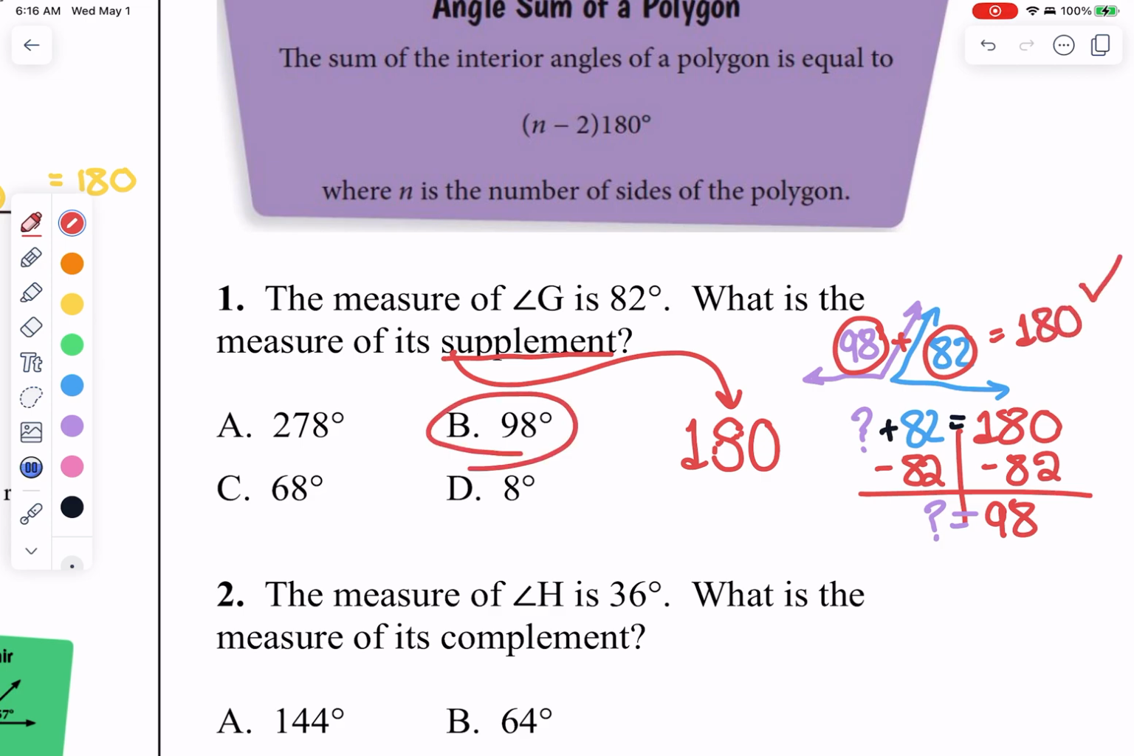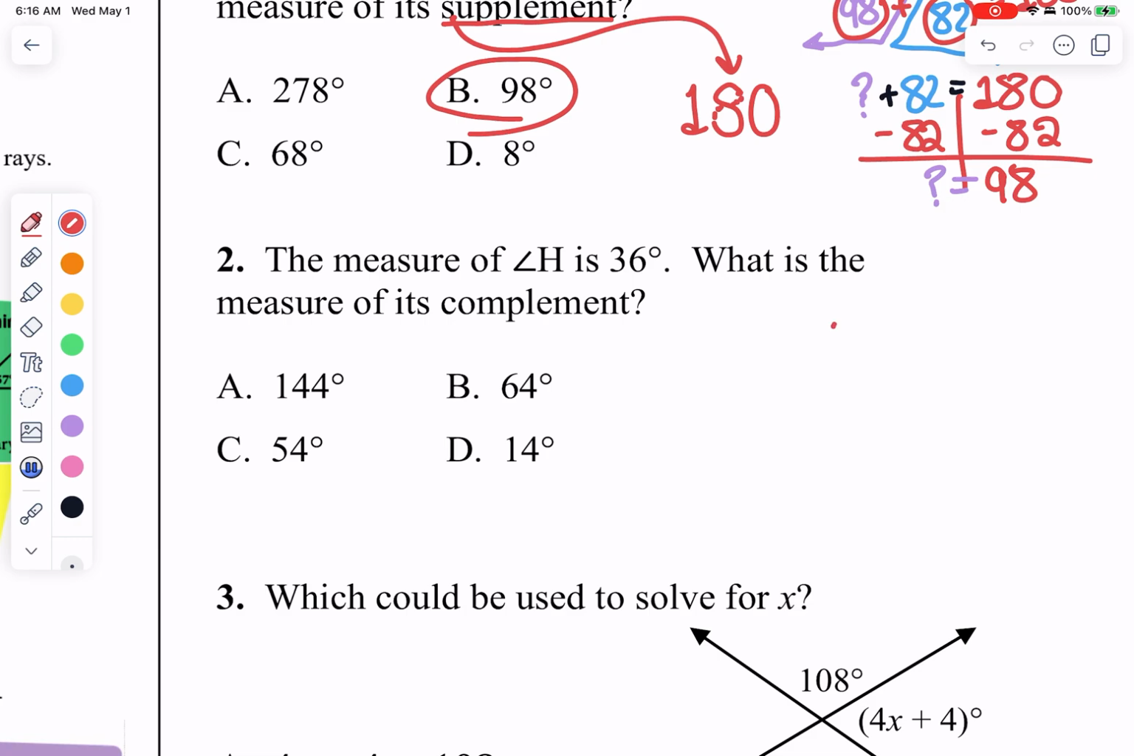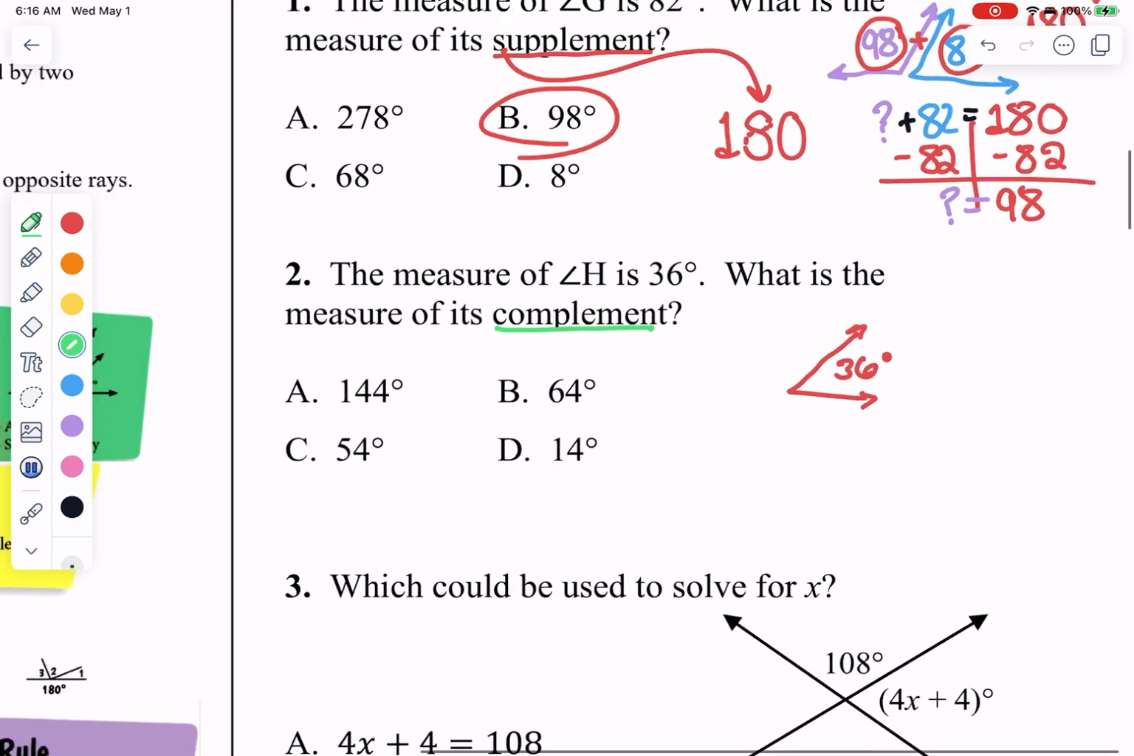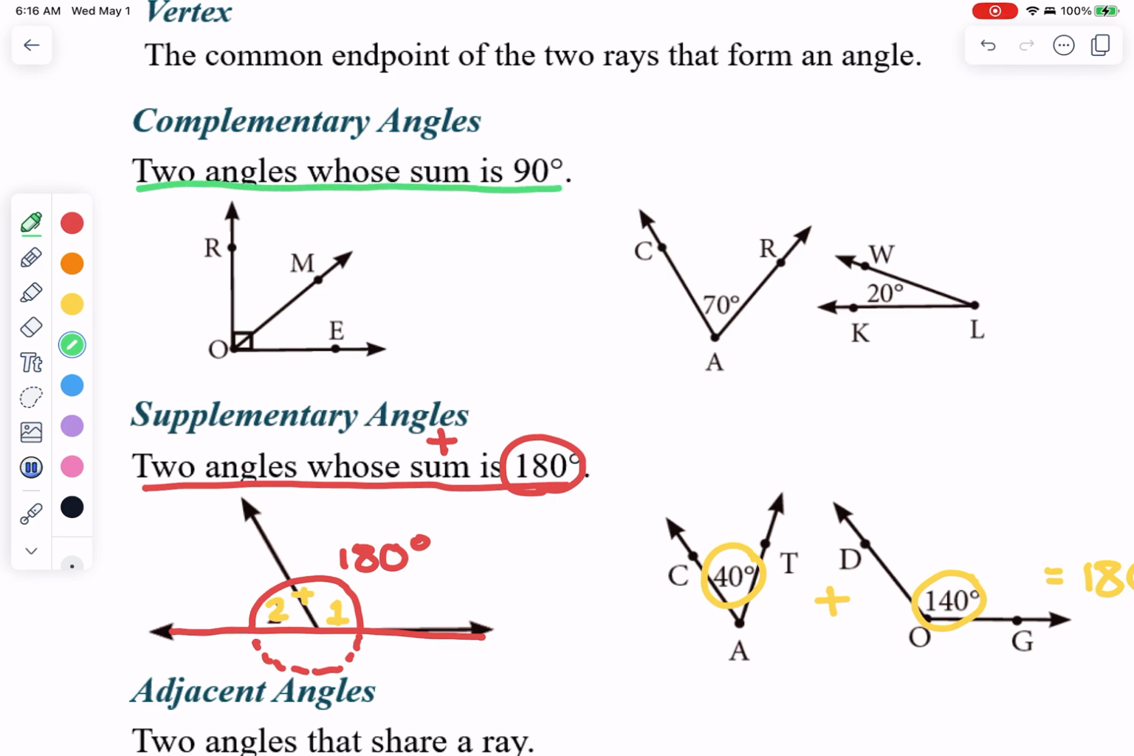Number 2, a very similar question. The measure of angle H is 36 degrees. What's the measure of its complement? I'm switching colors here, people, because complement is not the same thing as supplement. Let's go back over here to complementary angles. Complementary angles are 2 angles whose sum is 90 degrees this time. So we remember that 90 degrees is a right angle. So these 2 angles here, which are ROM and MOE, create a right angle, meaning they are complementary, or they're going to add to this 90-degree right angle.